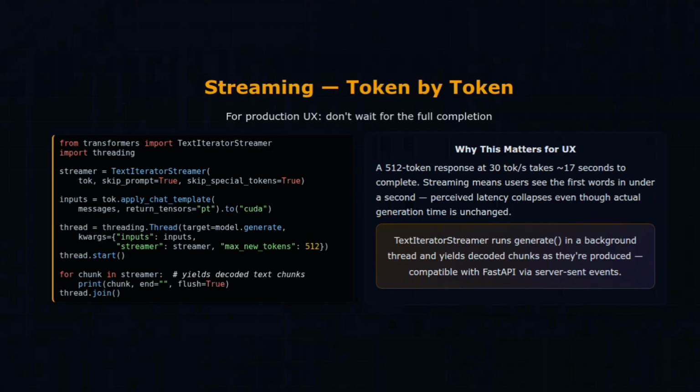In a FastAPI server, yield each chunk inside an async generator and return it as a server-sent event stream. Skip prompt and skip special tokens eliminate the input echo and special tokens from the streamed output, almost always what you want for a clean assistant response.